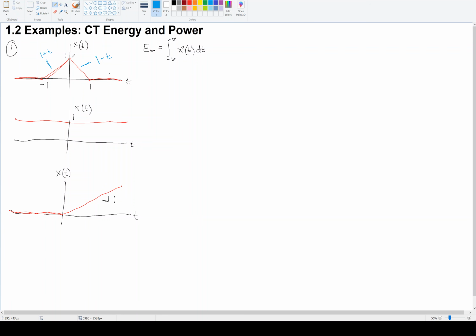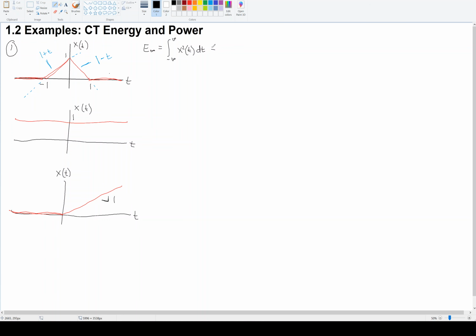Now that doesn't go on forever, certainly. These lines don't extend towards infinity. So this 1 minus t is only valid in the range t from 0 to 1, and this function 1 plus t is only valid from -1 to 0. Outside of that range, the signal is 0, so it has no energy there, and I can forget about that in my integral.